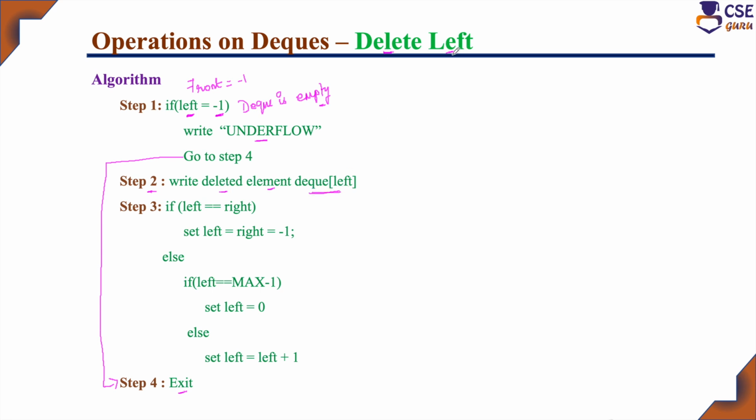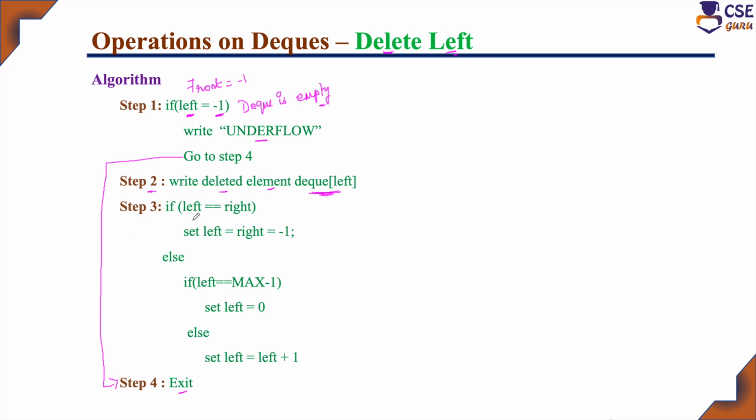We are going to delete the left pointer element. So, what is the left pointer element? Currently, it is pointing to an element, and that element only we are going to delete. So, we have to write DQ of left. The element you are going to delete, that you are going to print. That's it. That is step 2.